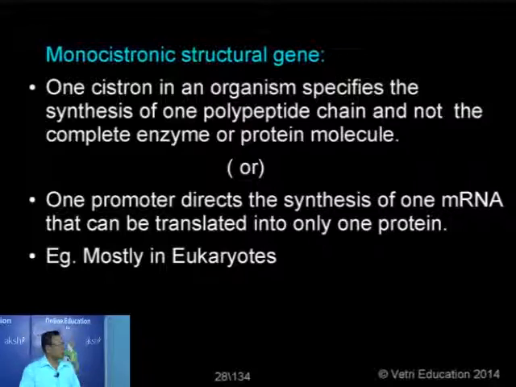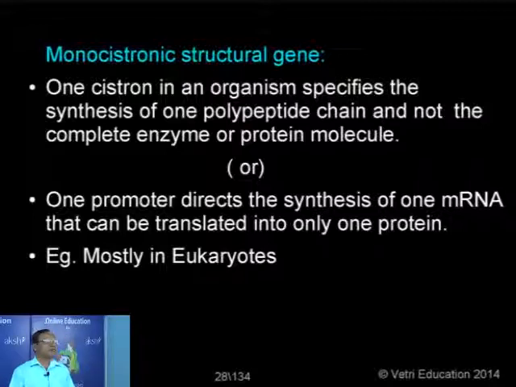So what do we mean by monocistronic structural gene? One cistron in an organism that specifies only one polypeptide chain, or we can say that specifies the synthesis of one polypeptide chain and not the whole enzyme or protein. If you take a protein, in some cases it is formed of many polypeptide chains, but normally these polypeptide chains are under the control of many cistrons. So a monocistronic structural gene normally directs the synthesis of only one polypeptide chain and not the entire protein.